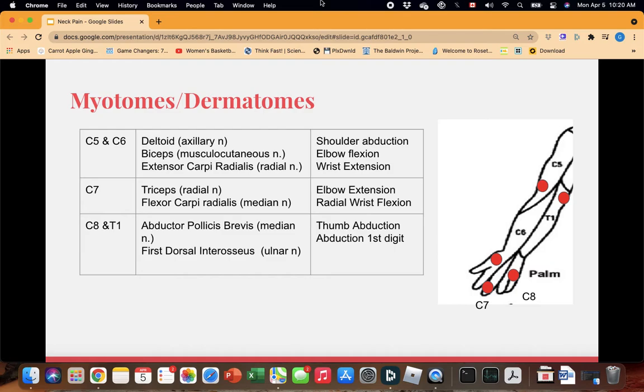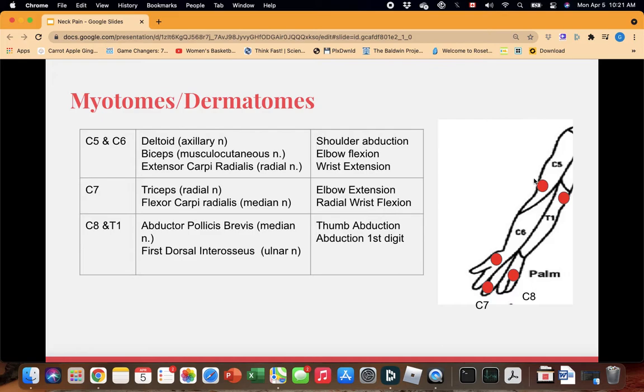So for C5, C6, I use deltoid, biceps, and or extensor carpi radialis, all different nerve roots. For the C7 level, I'm using triceps as well as flexor carpi radialis. And then for the C8, T1 area, I'm using thumb abduction and first dorsal interosseous movement.